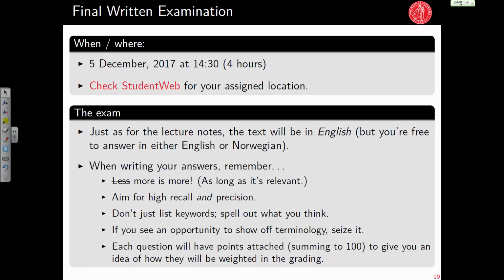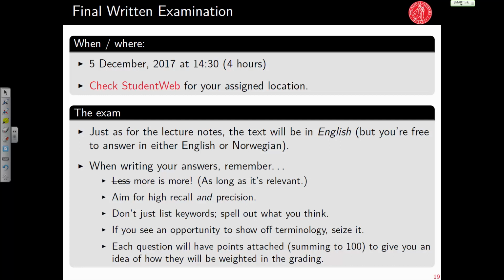So if you get a question that is about vector space models and you don't know the answer for that exact question, don't write something else. You will not get points for that. Some students do that: here's everything I know, you will find the answer. That's not how it works. So you should aim for high recall and precision, and now you know the definition of recall and precision, so everything that is relevant should be there, and it should be written precisely.